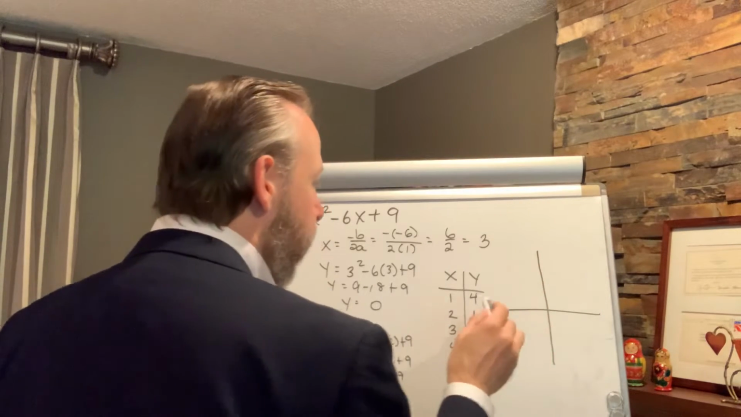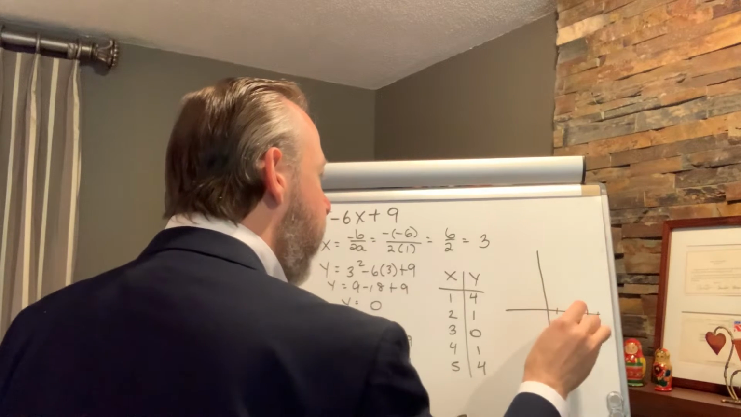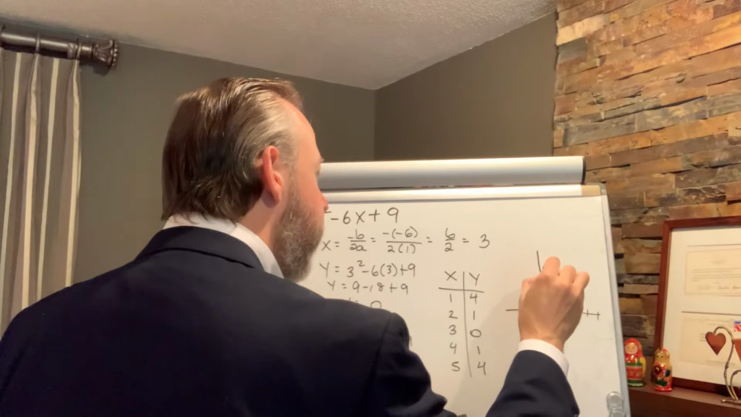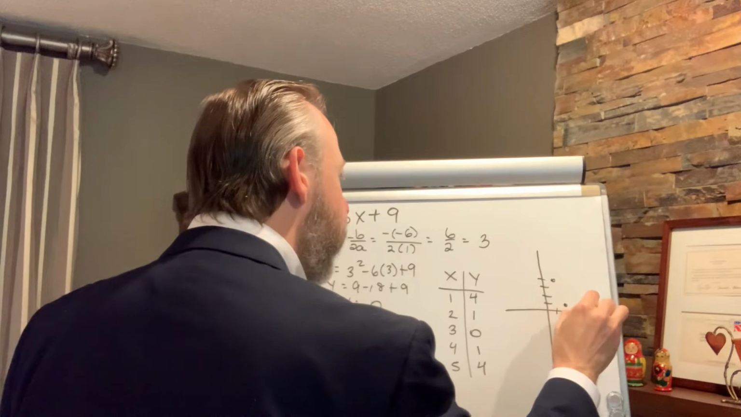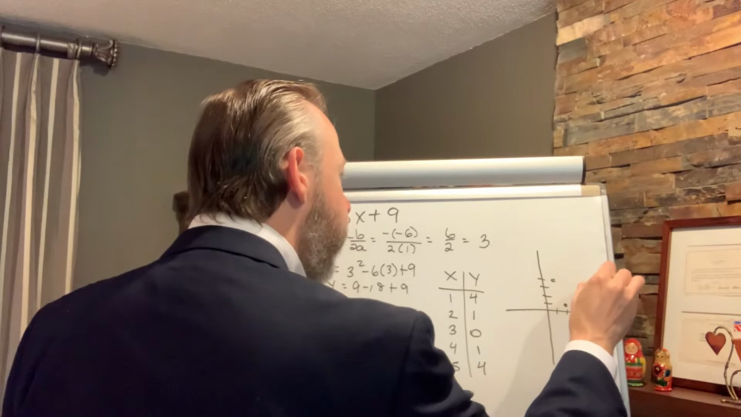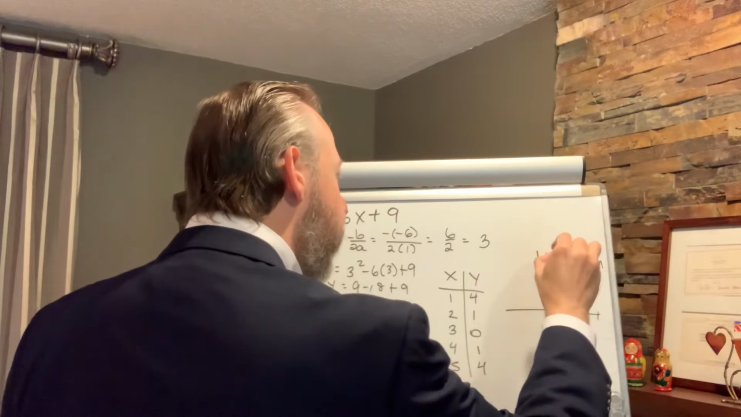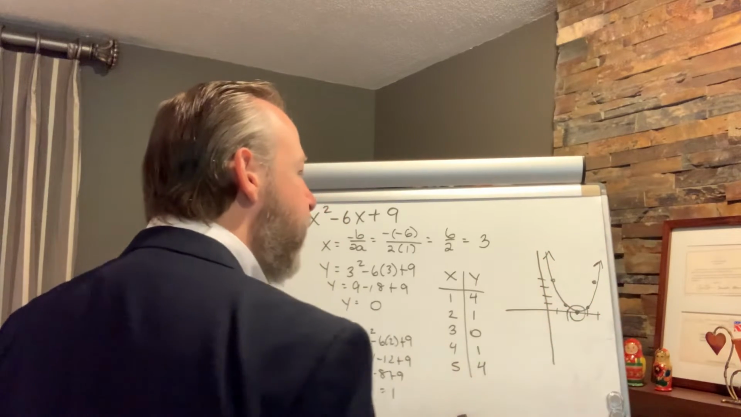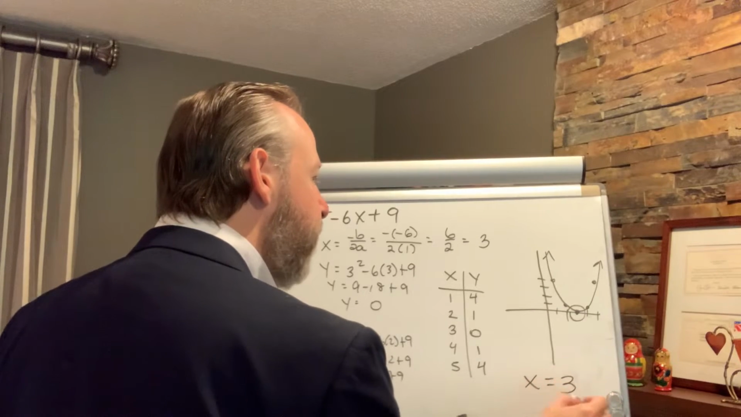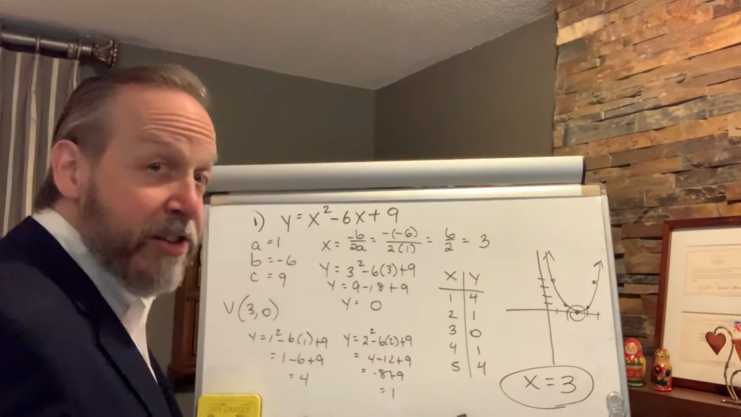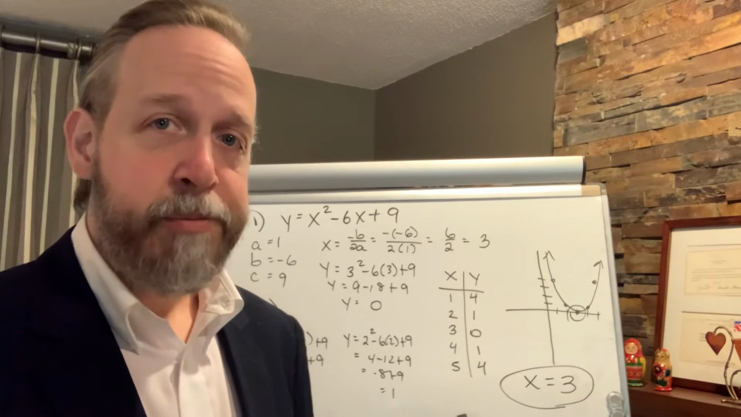So we have to go 1, 2, 3, 4, 5 on the x, and up to 4 on the y. And we have (1, 4), (2, 1), (3, 0), (4, 1), (5, 4). Looks like it just touches right there. There's only one x-intercept and it's at 3. So the solution to this problem is x equals 3, because the solution to the problem is where the parabola would touch or cross the x-axis.